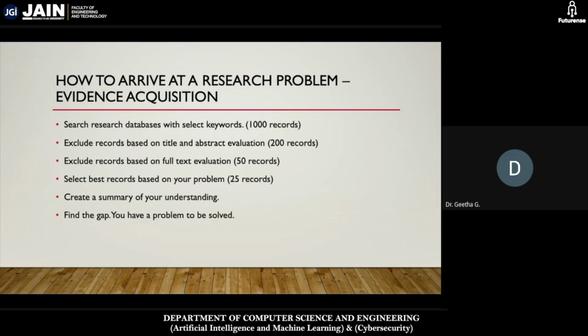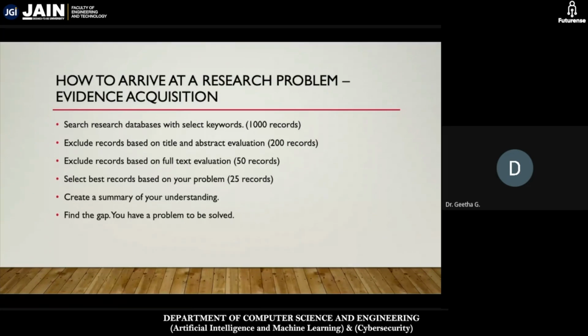Now, once you identify the problem, you have to see whether it is original. When I say original, that means nobody should have worked on the problem earlier. See whether it is relevant in the present context. The problem should not be a 50-year-old problem. So for this purpose, while you're searching the databases, take the records which are from the past 10 years only.